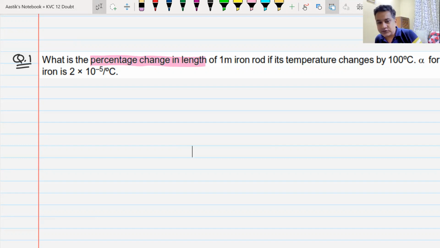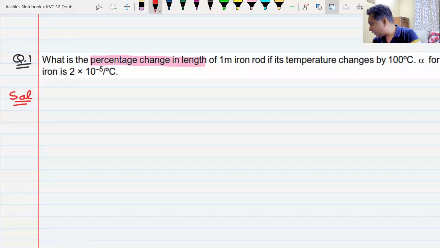I hope I am audible and visible to all. Percentage change in length, my dear friends. 0.2%. That is great. Well done. I hope everyone is doing this on their own and not just repeating answers from the fellow participants.